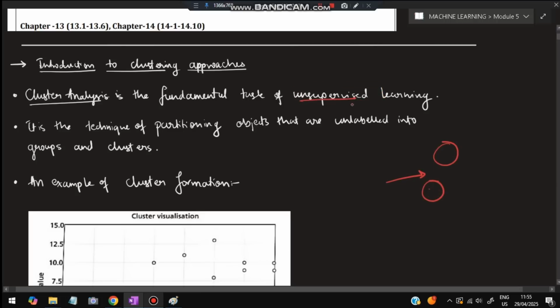That is called unsupervised learning, and if the categorization leads to the formation of clusters, it is called cluster analysis. It is the technique of partitioning objects that are unlabeled. We don't know what the label is, just based on similarity and dissimilarity we will be classifying it into groups and clusters.